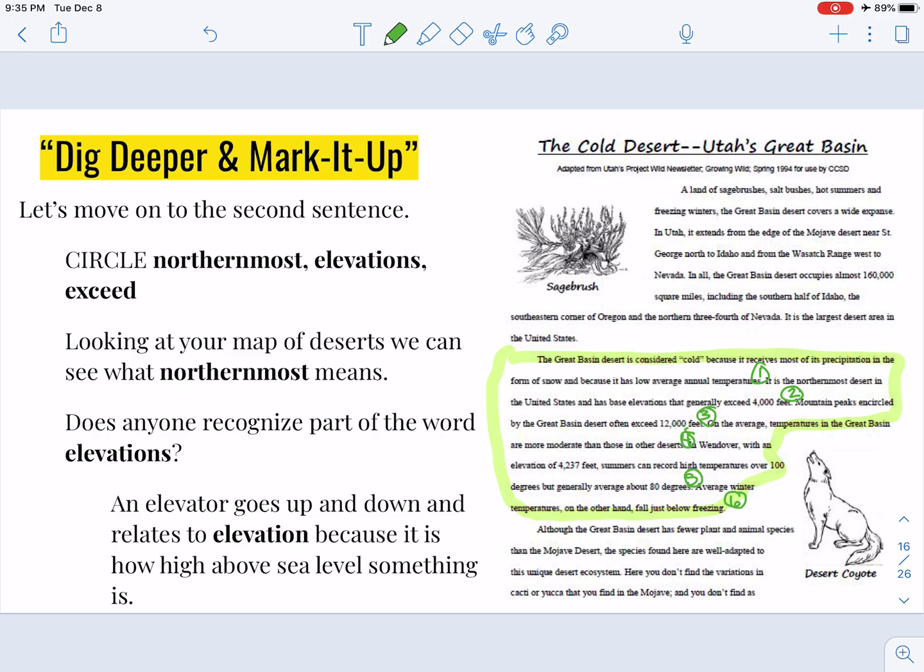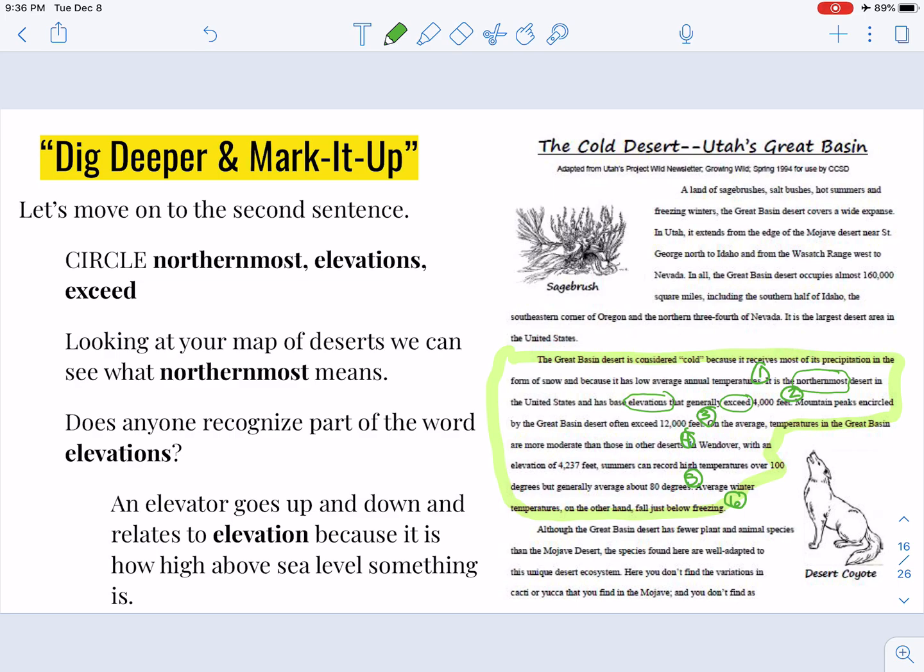Now let's go ahead and move on to the second sentence in the second paragraph. We are going to circle these words before we even get started. We want northernmost, elevations, and exceed. Now, let's read through the sentence and see if we can make sense of what those words are. It is the northernmost desert in the United States and has base elevations that generally exceed 4,000 feet.